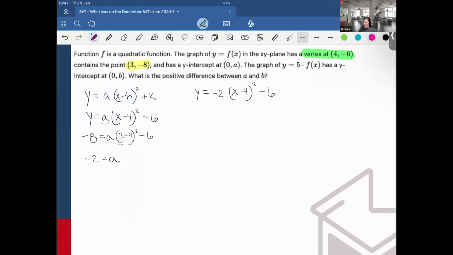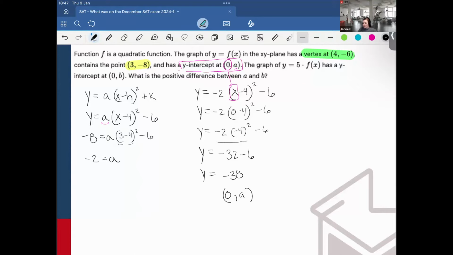minus 6. And then we're told that it has a y-intercept at (0, a). So if I want to get what the y-intercept is, or the value of a in this case, I'm going to plug in 0 for x. Well, let's go ahead and do that. So I'll just write everything out so everyone can see the amazingness. So this would be -2 times 16. So -32 minus 6, so I get that y equals -38, which means my (0, a) is going to be (0, -38). So I have my a value.